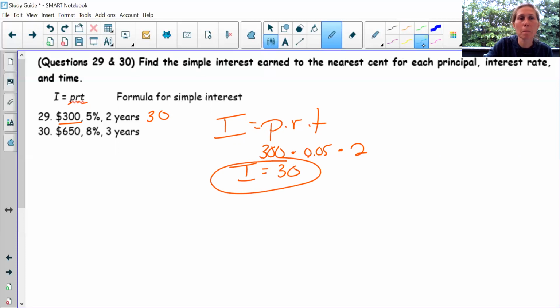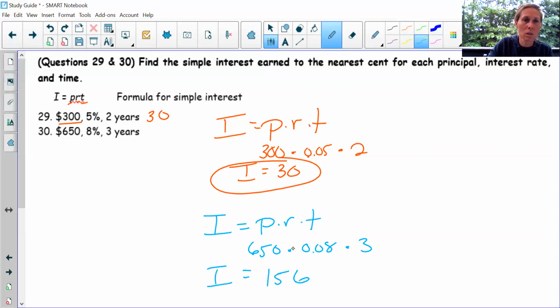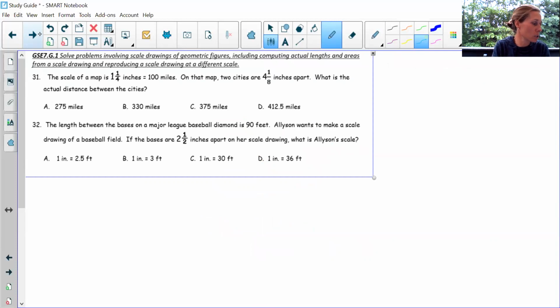Okay, next one, $650. So interest equals principal times rate times time. 650 is your principal, times your rate is 0.08, times 3 years. Pick up your calculator. 650 times 0.08 times 3 gives me $156. So they will earn $156 in 3 years. And that's just simple interest. Okay, very basic. All right, 31, 32, and we only have 3 more questions to go, and we're about done.